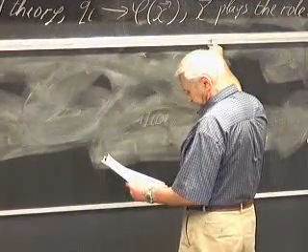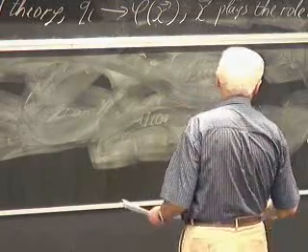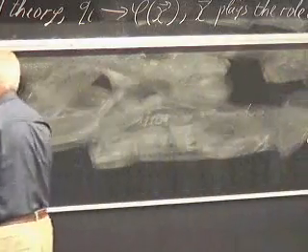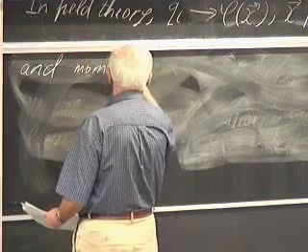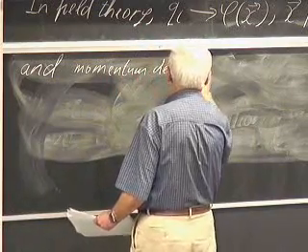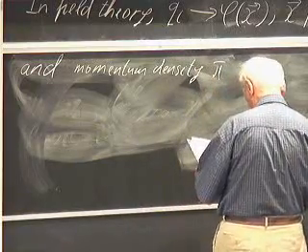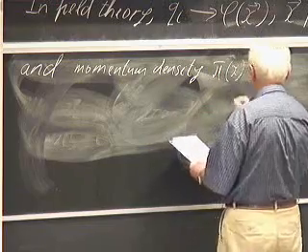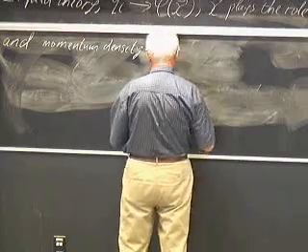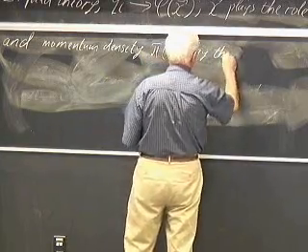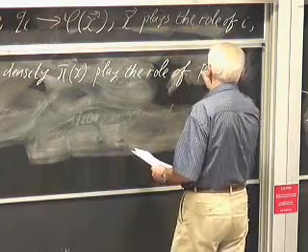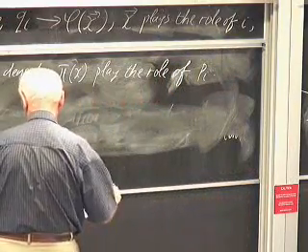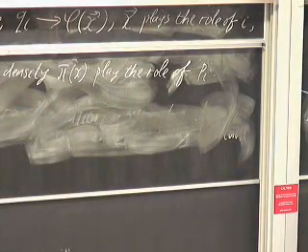And what we found, the momentum density pi, we found in the Hamiltonian formalism, pi(x) plays the role of P_i. Then the fundamental relation, the commutation relation.